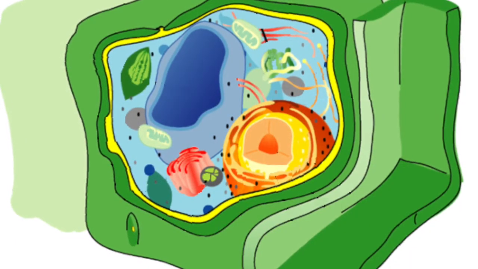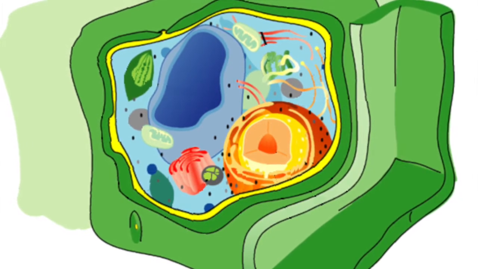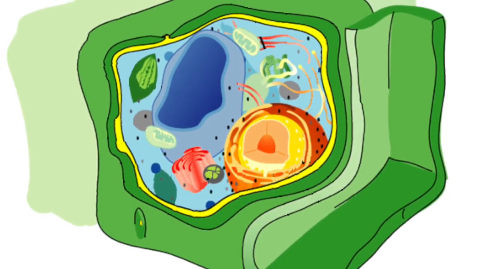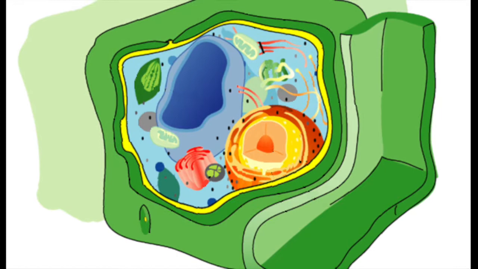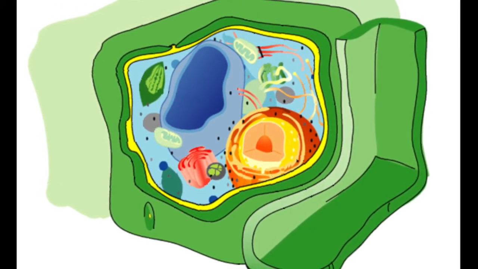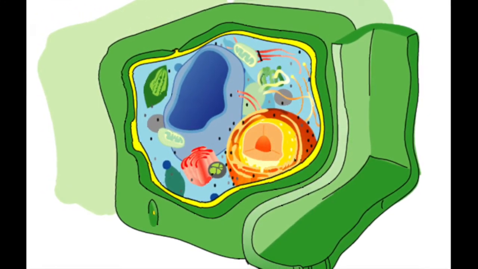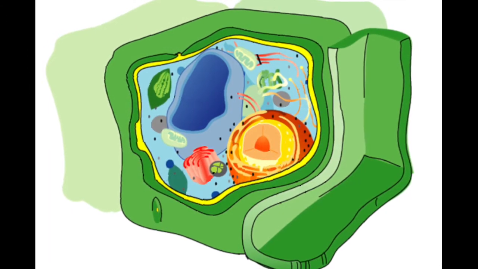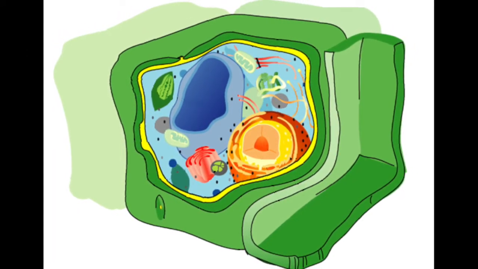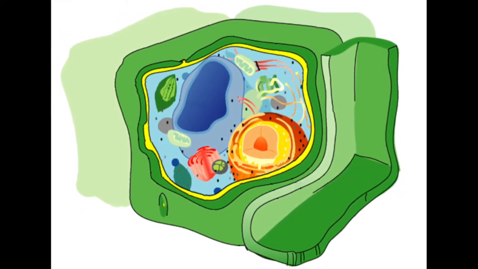The first thing you might be asking yourself is, where is the cell wall located? The cell wall is located right outside of the cell membrane. It is the outermost part of the cell. The next thing you might be asking yourself is, well, what's the main function of a cell wall? The cell wall doesn't have a main function, but it has so many important functions.